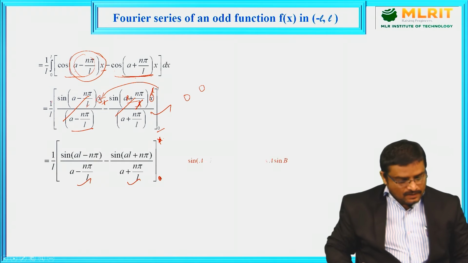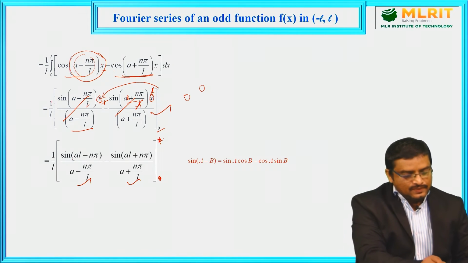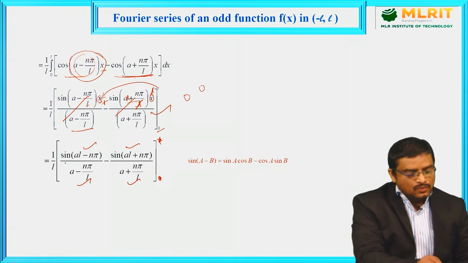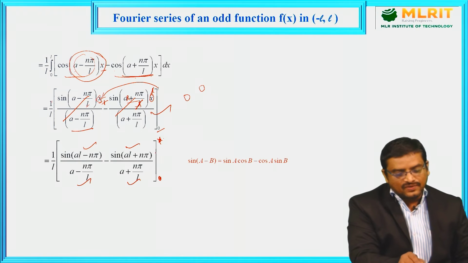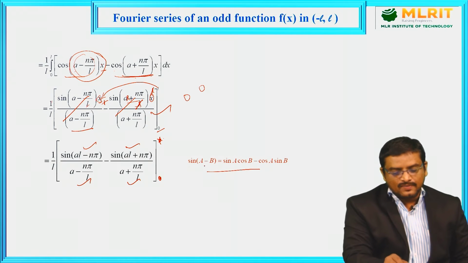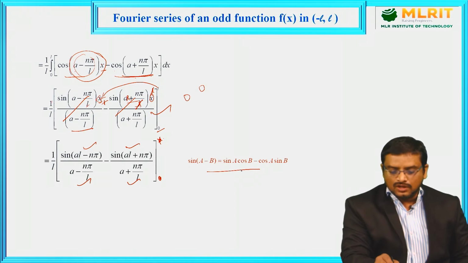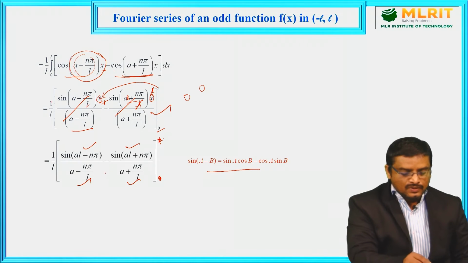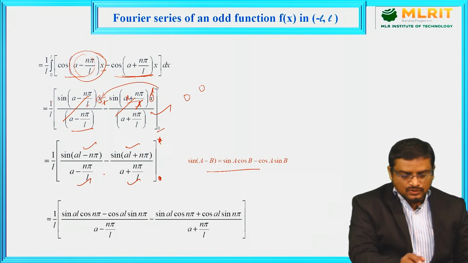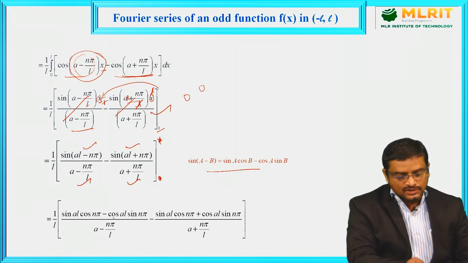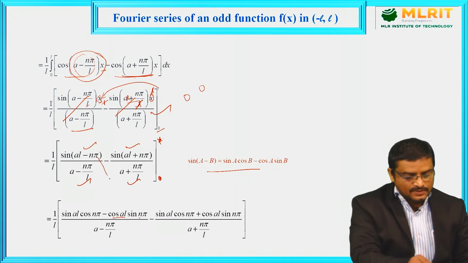Okay. Next, if you observe, after substituting the lower limit and upper limit, these are the two terms remaining. These two terms are of the form sine of a minus b, sine of a plus b. So now you expand this by using the standard formula. Sine of a minus b is equal to sine a cos b minus cos a sine b. So you expand this. So a is A L and b is n pi. So sine a, that is sine A L cos n pi minus cos A L sine n pi. This is the expansion for this.